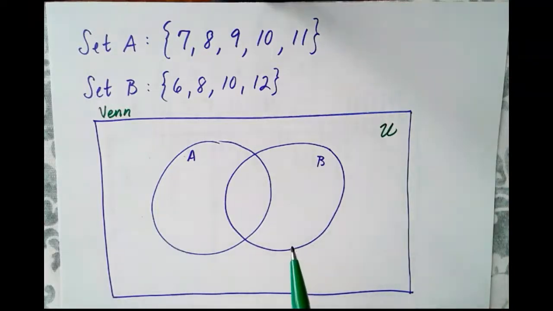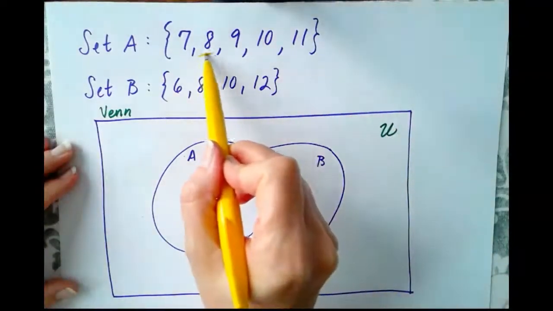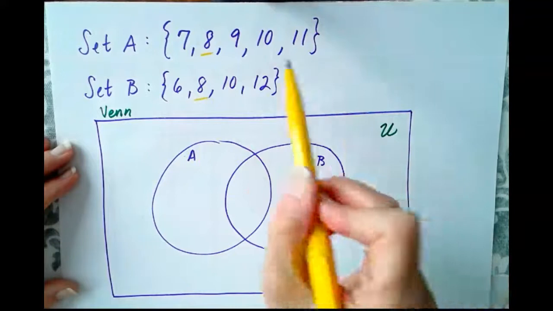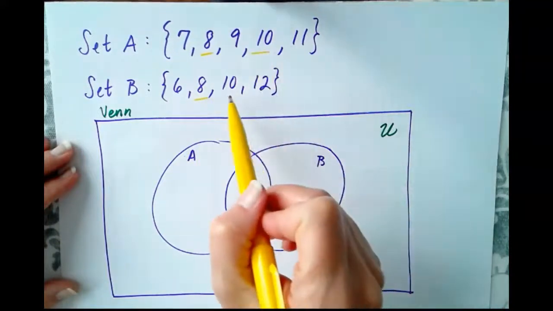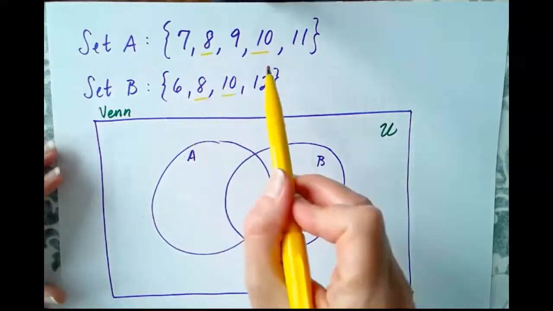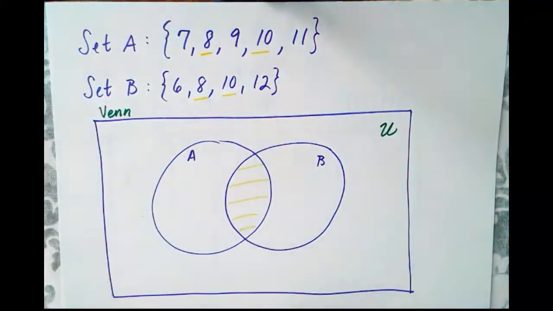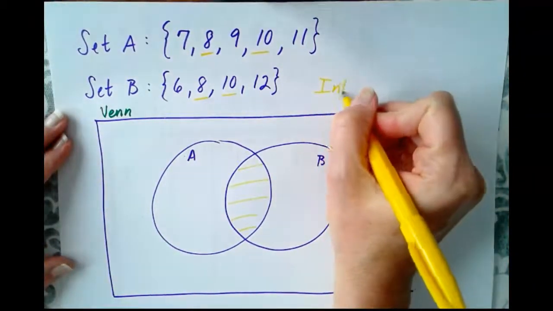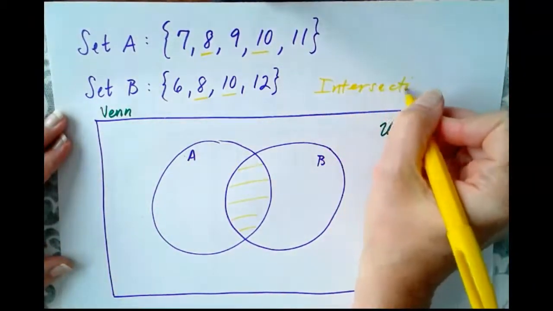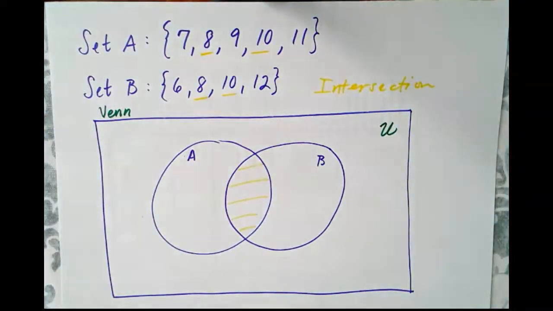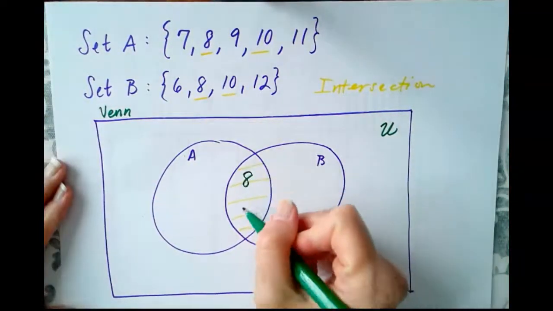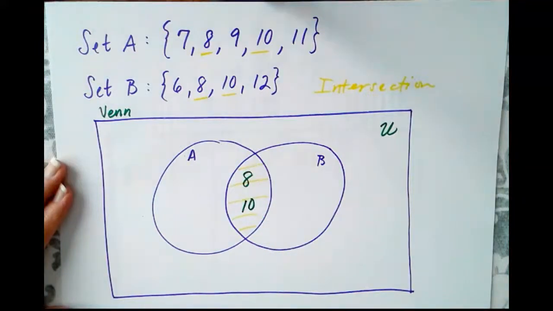But first of all, the first thing we want to do is find what elements both sets have in common. So it looks like set A has an 8, set B has an 8. Set A has a 10, set B has a 10. So 8 and 10 are going to be in this overlap, and that is the intersection. The intersection is the overlap. So 8 and 10 are right in there in the overlap.